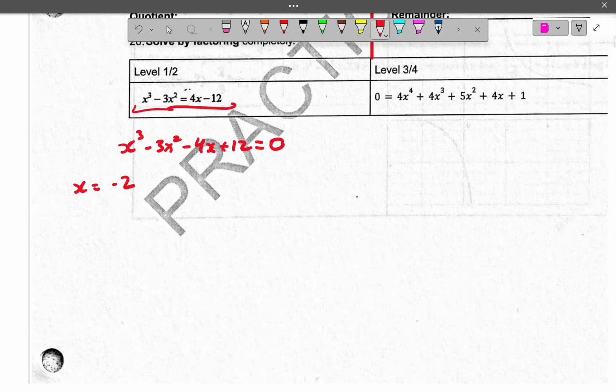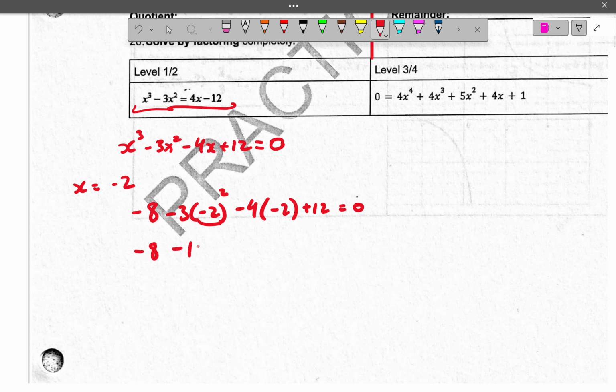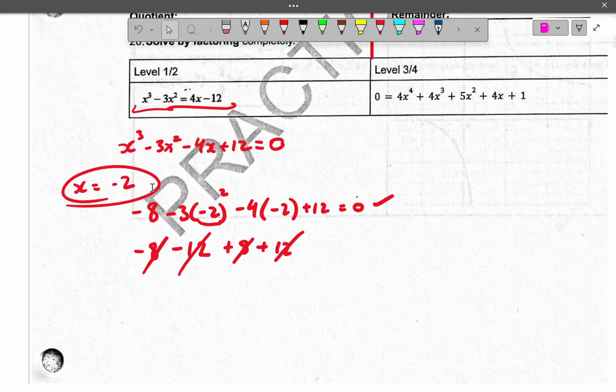-2 cubed would be -8. And then we have minus 3 times -2 squared minus 4 times -2 plus 12 equals 0. So -8, then -2 squared is going to be 4, times -3 would be -12. And here we have plus 8 plus 12. You see the 8s will cancel out, the 12s will cancel out. This does equal 0. That means that -2 was a root of the original equation that we have up here.